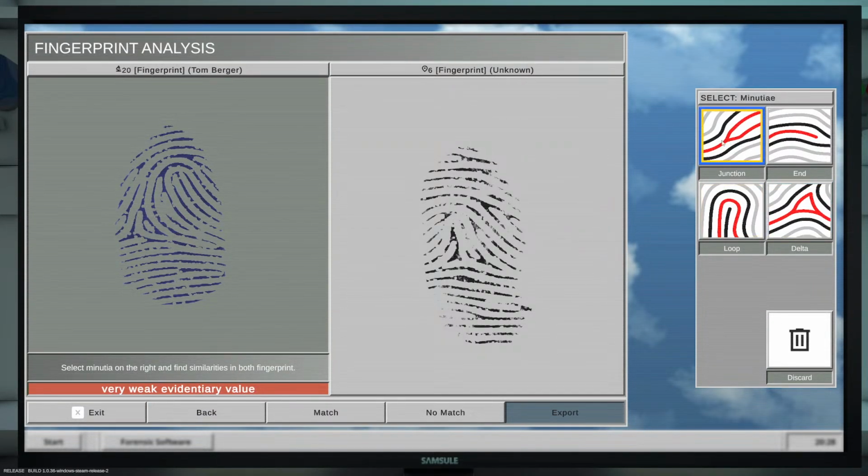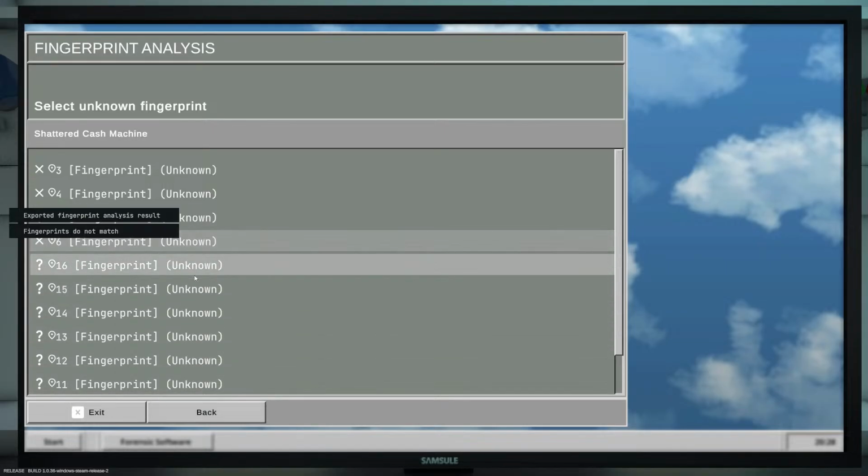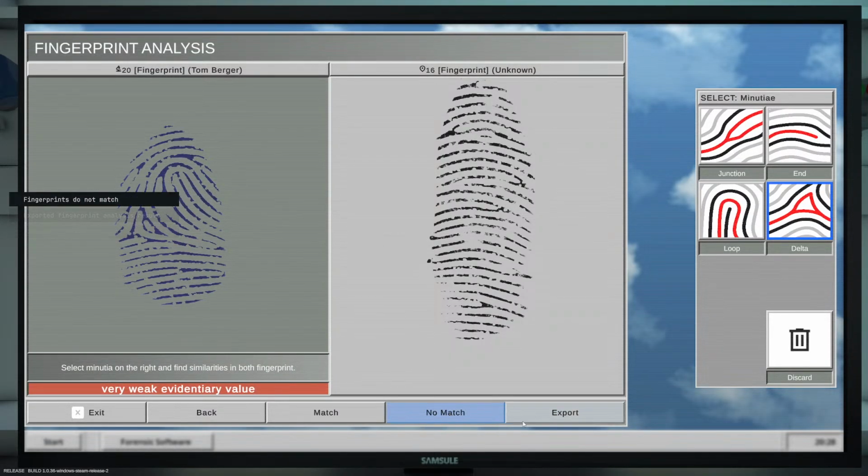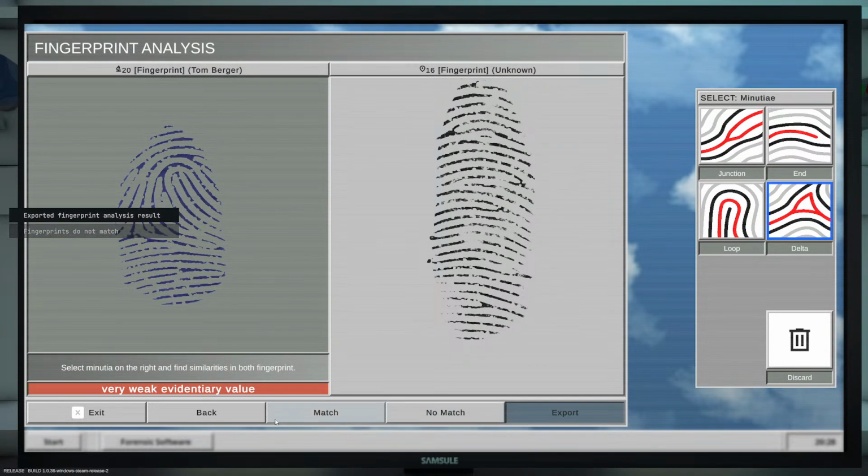Here we go. Is this... that's weak. No, that's not it, actually. That doesn't match. That is not right. No match. Crap.